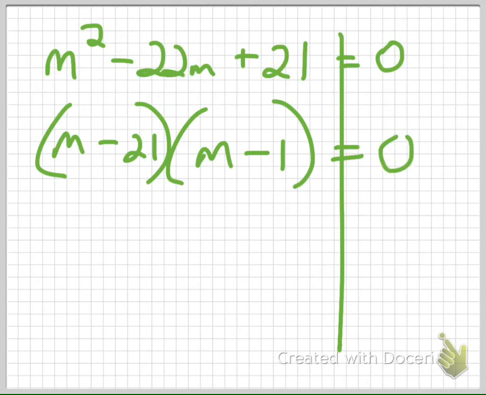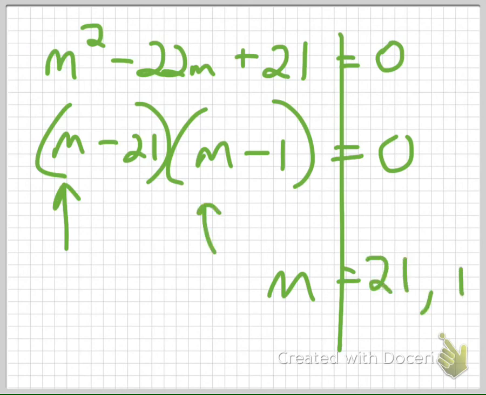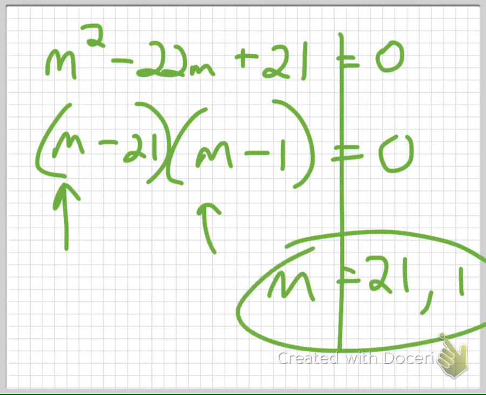So then really quick, can you just do this without even doing any math? What is the solution? m equals, what makes this 0? 21. What makes this 0? 1. I would switch them around, 1 and 21, but there they are. That's how you'd solve it. Does that make sense? One last thing.